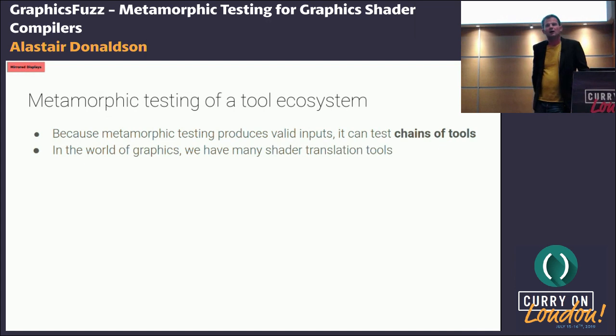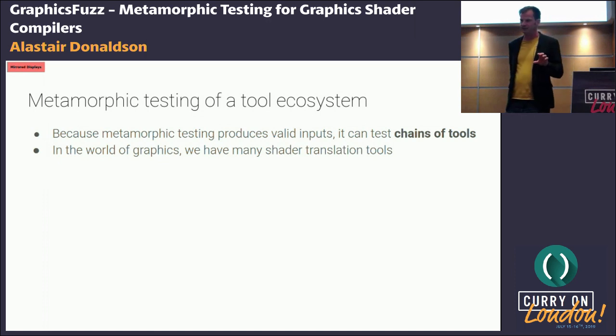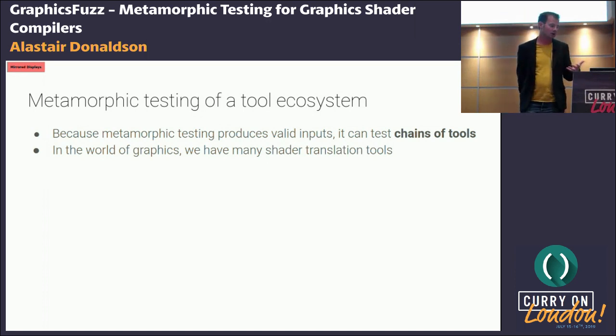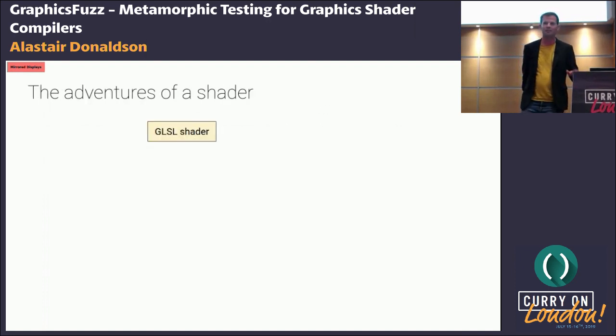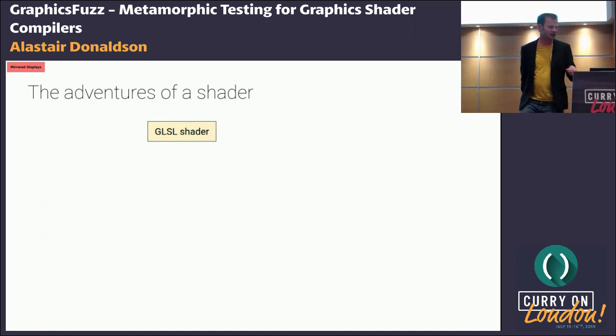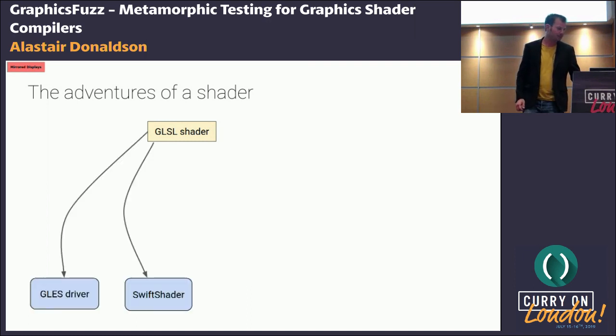The next thing I want to talk about is the use of metamorphic testing for an ecosystem of tools. Because we produce valid inputs, so from an original shader we produce other valid shaders, we can actually test whole layers of tools, not just one shader compiler, but a whole layer of tools that work together. So I want to tell you a bit about the adventures a graphics shader can have through the ecosystem of tools in the graphics world. If you take an OpenGL shader, it's a GLSL shader, you can run it on a GLES driver. So you can run it on your Android phone or your iPhone. You can also run it on SwiftShader, which is a software renderer for folks who don't have enough money to have a decent GPU.